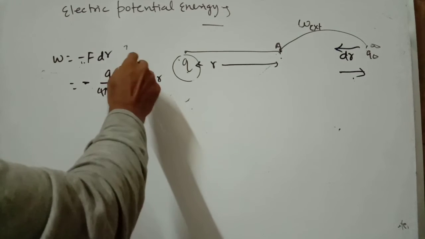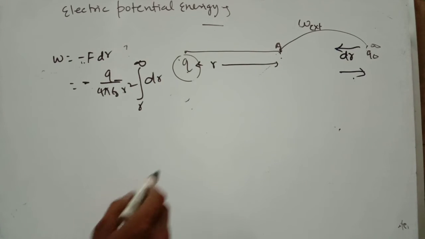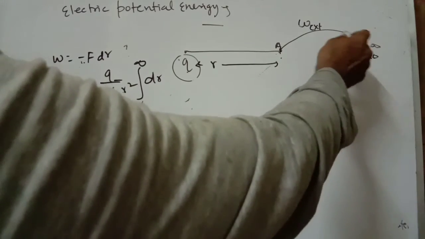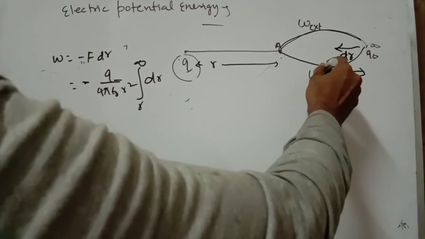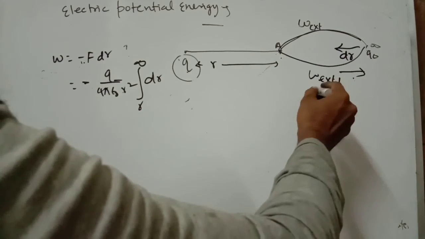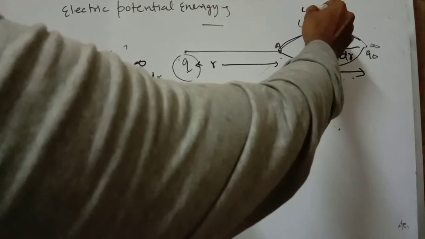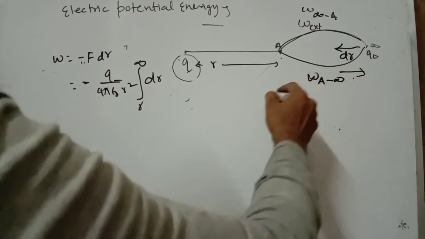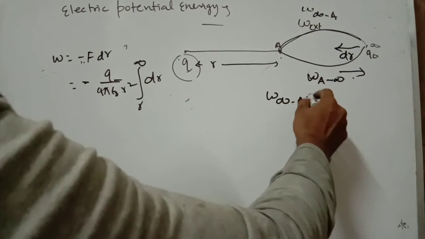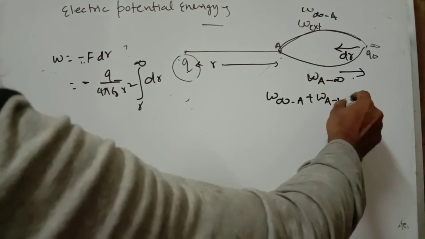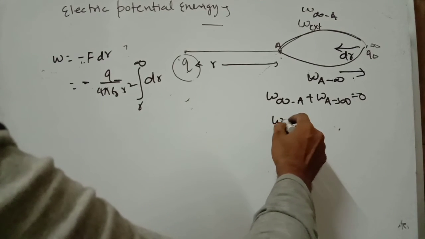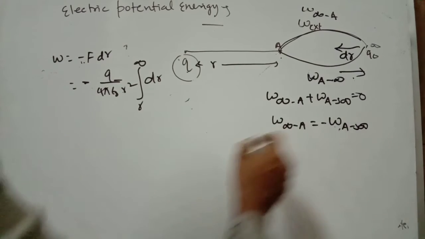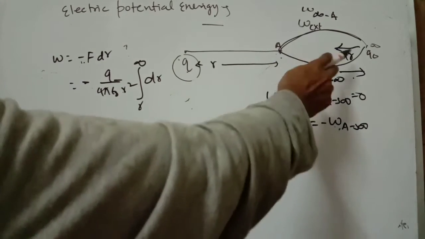We know that electric force is a conservative force. So the work done from infinity to A plus the work done from A to infinity equals 0. So the work done from infinity to A is the negative of the work done from A to infinity. So I am going to find the work done from A to infinity.